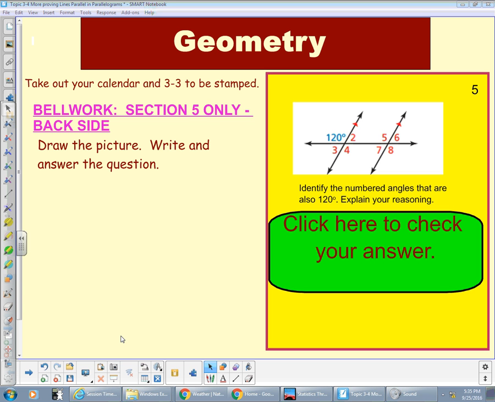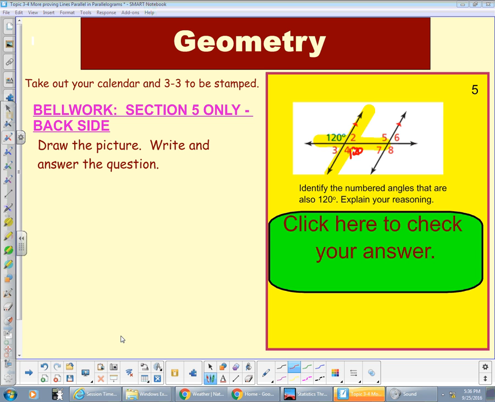Okay, so this is your bell work for Wednesday, September 28th. And what we want to know here is, it says identify the numbered angles that are also 120 degrees. And so immediately I know that angle 4 is 120 degrees because it's vertical to 120 degrees. So this angle is 120.